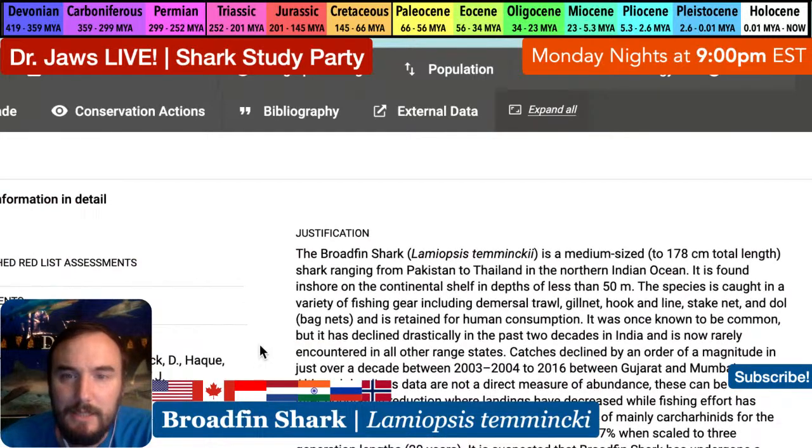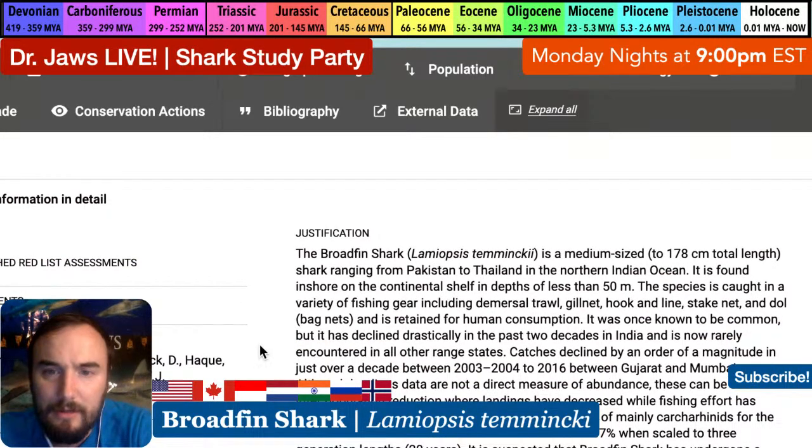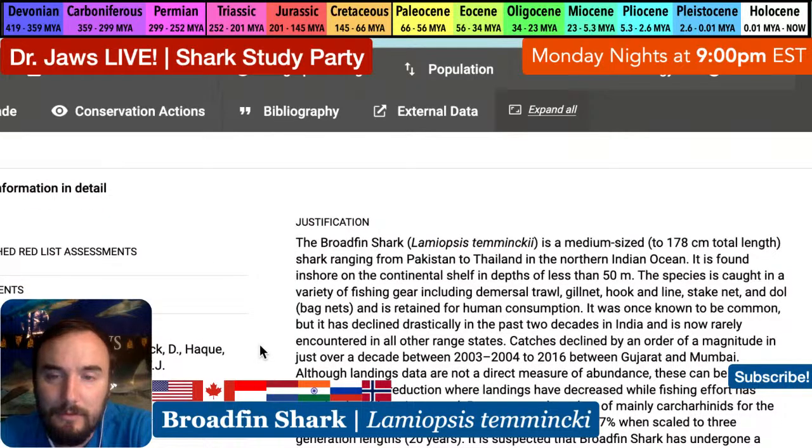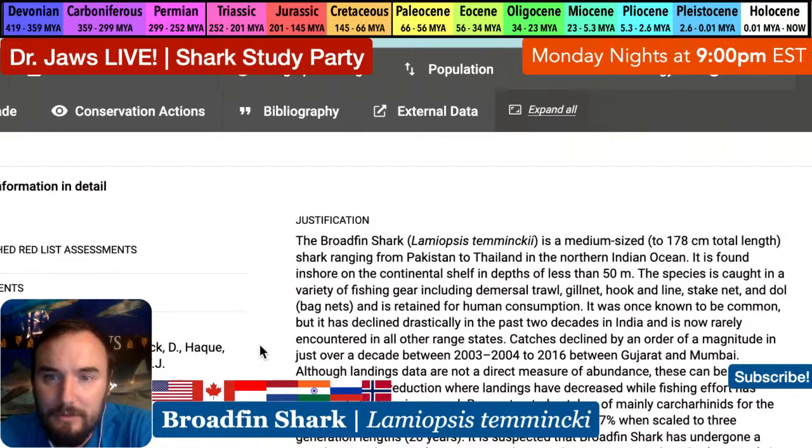And then looking in detail, the Broadfin shark is a medium-sized shark ranging from Pakistan to Thailand in the northern Indian Ocean. It is found inshore on the continental shelf in depths of less than 50 meters. The species is caught in a variety of fishing gear, including demersal trawl, gill net, hook and line, stake net, and bag nets, and is retained for human consumption.